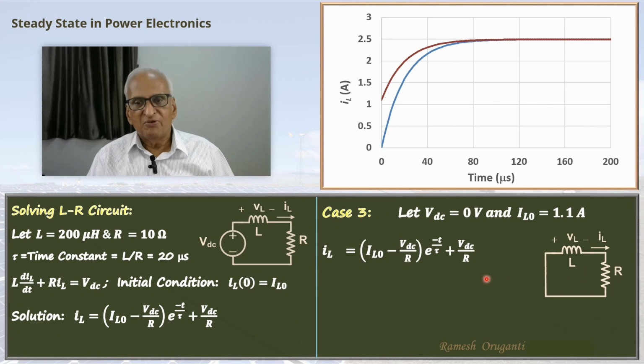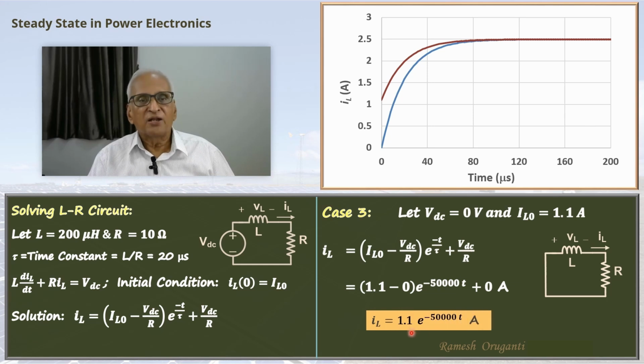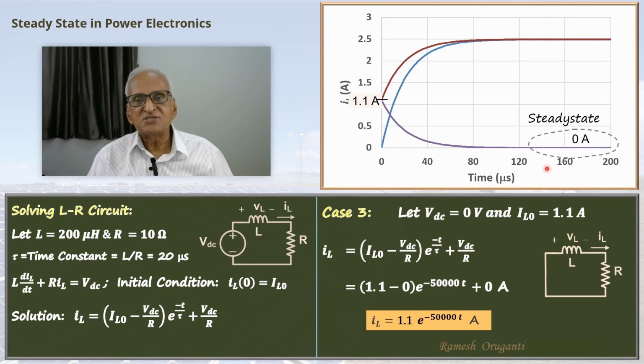So we will once again take our solution equation. IL0 is 1.1 ampere, and VDC by R is 0. So the solution becomes 1.1 e power minus 50,000 t. So it starts from a value of 1.1 and quickly goes to 0 as time progresses. So the initial value is 1.1 ampere and the steady state value is 0 amperes here. So this is the steady state value, this is the transient part. Now to summarize the three cases.